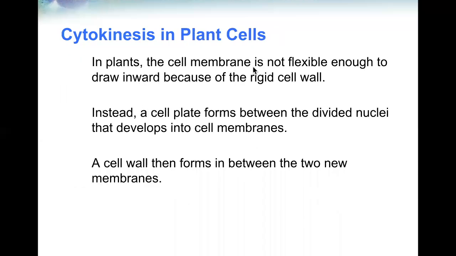In plants, the cell membrane is not flexible enough to draw inward because of the rigid cell wall. Instead, a cell plate forms between the divided nuclei that develops into cell membranes, one for each side. A cell wall then forms in between the two new membranes.